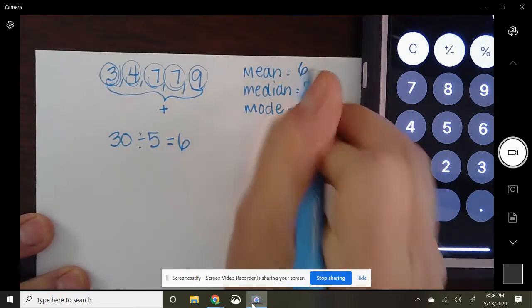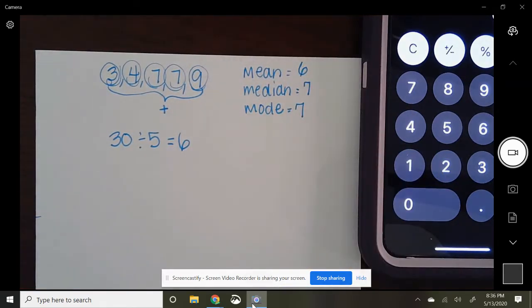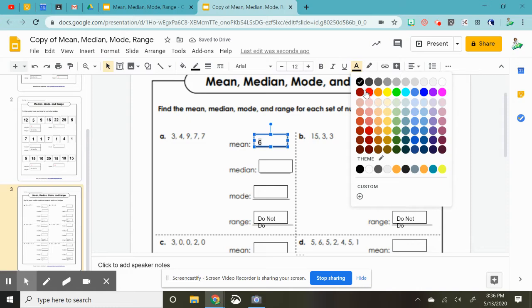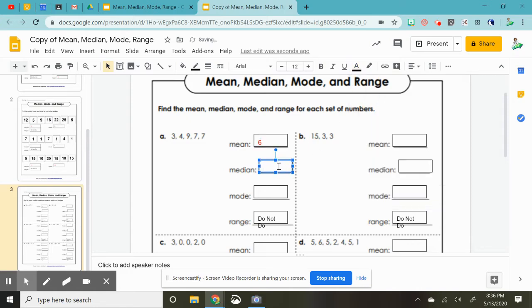So now I can go back and put my information on my worksheet. I have 6, 7, 7. 6. And we know that you don't have to change yours, but it makes it easier for you to see. So I like to change it to that color. Okay. All right, next one is going to actually be pretty easy.